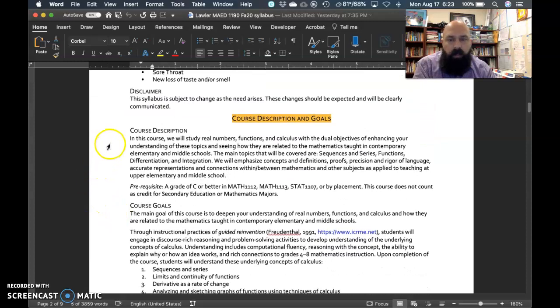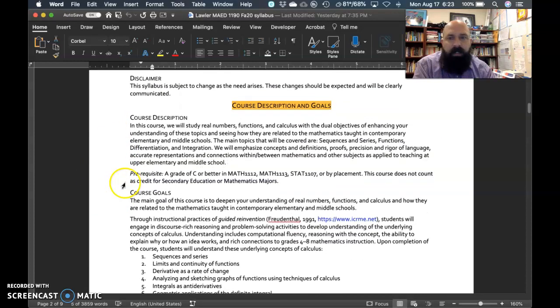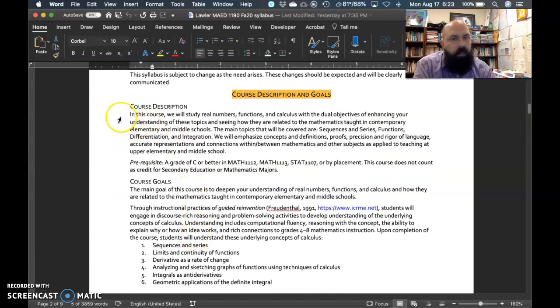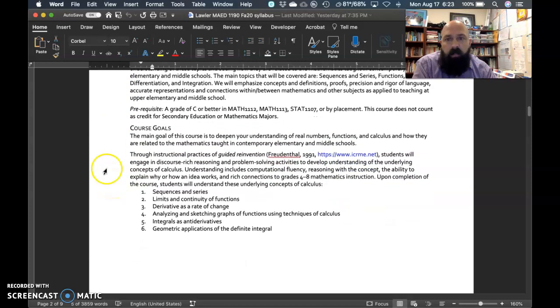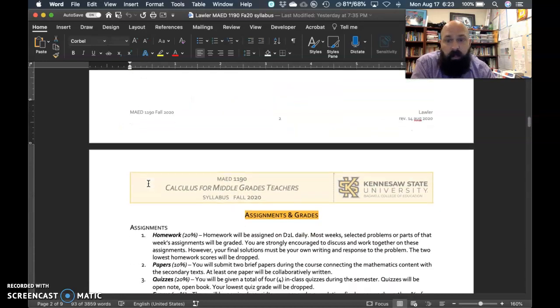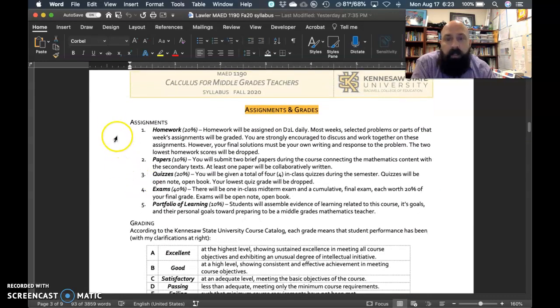So I introduced the content of the course briefly today. I would encourage you to just review this course description, which is what's just put in the Kennesaw catalog, word for word. Course goals is what has been written by myself along with the other mathematics education faculty that you will have in the next few years here at Kennesaw. This is an outline of the assignments.